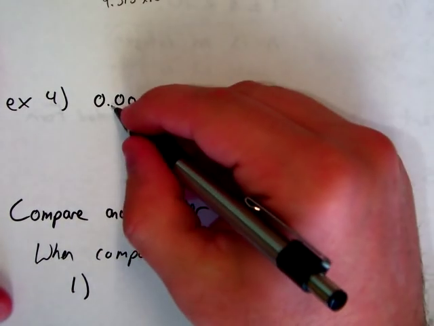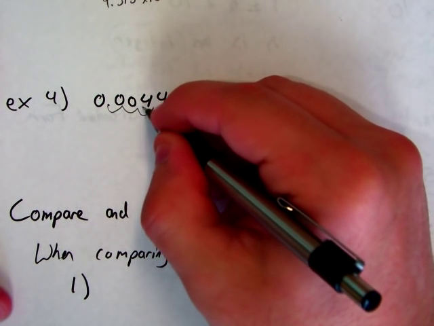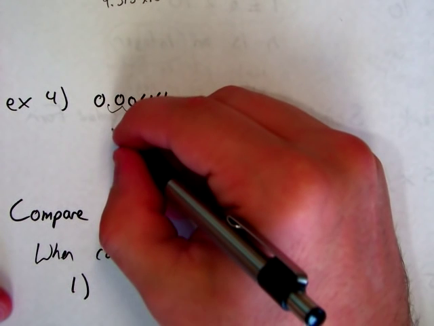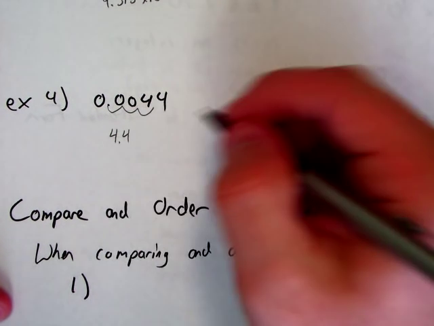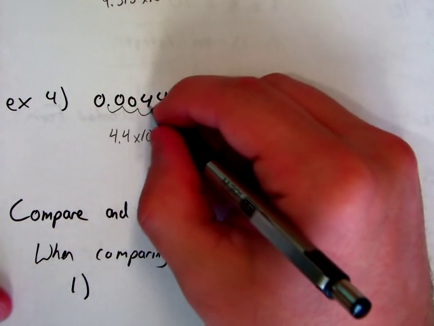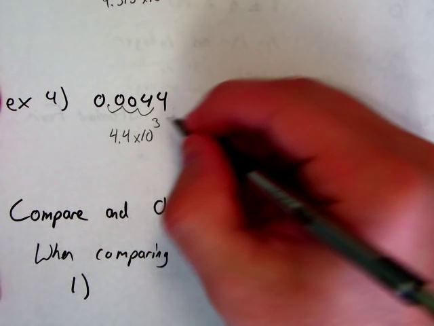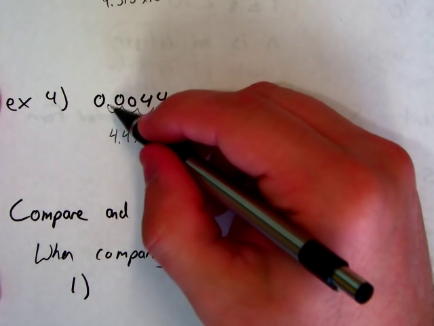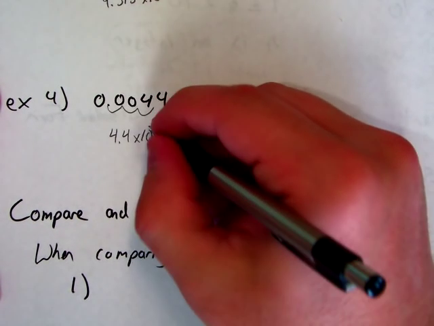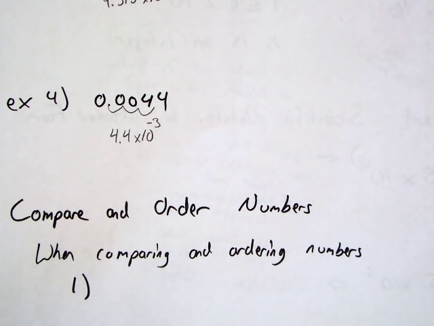Example 4. Move the decimal point until I get a 1-digit number beforehand. Here it is, 4. So 4.4. Add a power of 10 with the number of places to match the exponent. So 1, 2, 3. This number had a 0 in front of the decimal point, so this has to be a negative exponent.